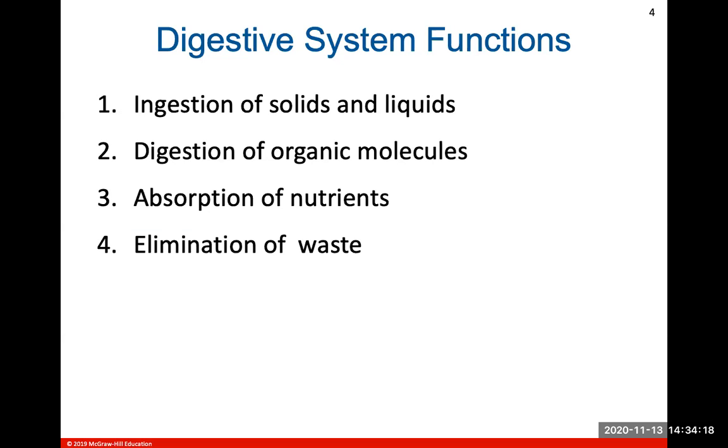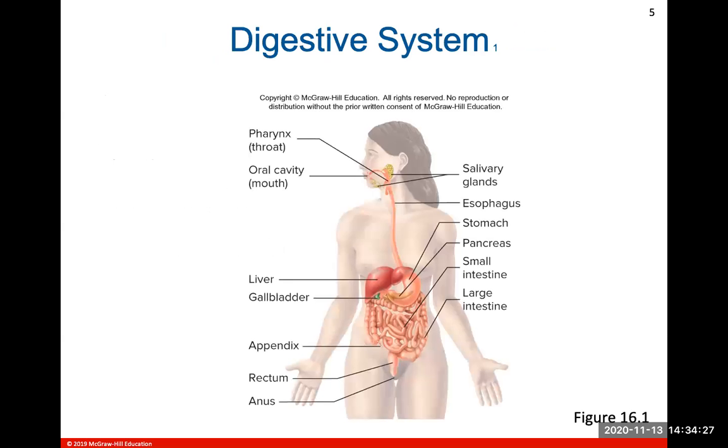So the functions of your digestive system are to ingest solids, liquids, organic molecules, absorb nutrients, and eliminate wastes. Here are the organs of the digestive system. You can see how the organs are all connected in one continuous long tube. Those are the main organs of the digestive system. And then you have accessory organs, which are your salivary glands, your liver, your gallbladder, and your pancreas, which secrete enzymes into the digestive tract. And we'll go over all the organs of the digestive system now in order.